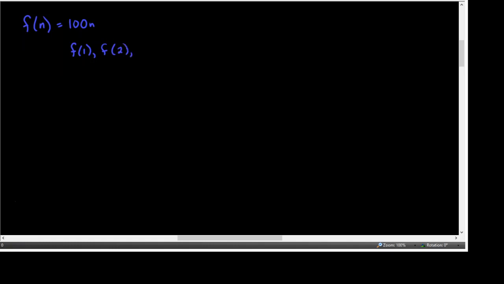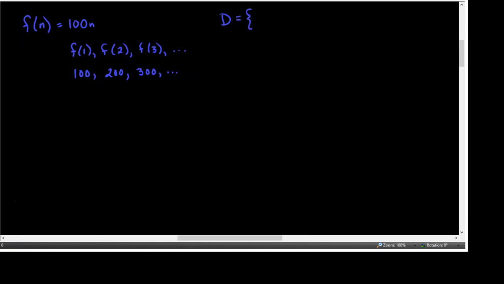So unlike a lot of other functions we've dealt with, where we might list ordered pairs, what we'll do is we'll substitute in, say, 1 times 100 is 100. Then substitute in 2, 200, comma. Now substitute in 3, 300, etc. And so a sequence is a list of outcomes that you get when you substitute in the numbers 1, 2, 3, 4, etc.